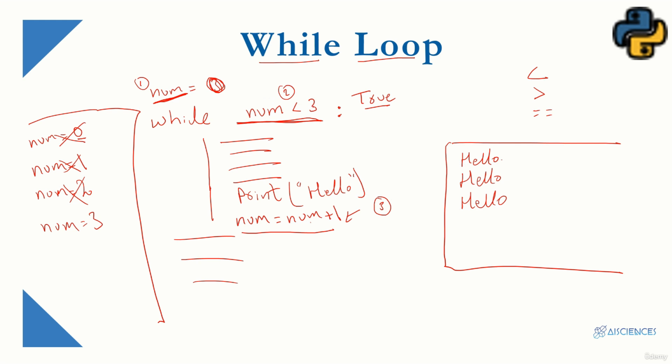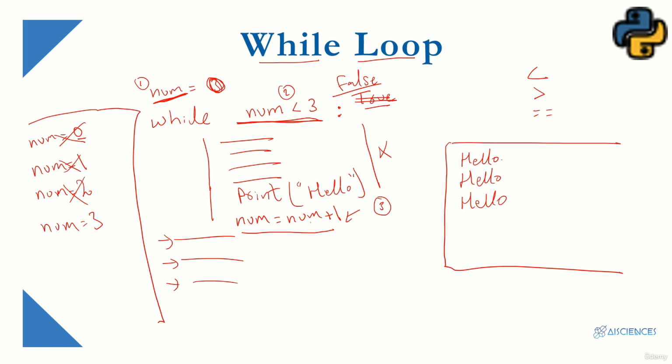No, 3 is equal to 3. It is not less than 3. Now, this condition is not true anymore. This condition is false. Since this condition is false, this whole body will not be executed. And the control will come out of the while loop, and whatever the lines of code are after the while loop will be executed, right? So this is how the dry run of a while loop will work.